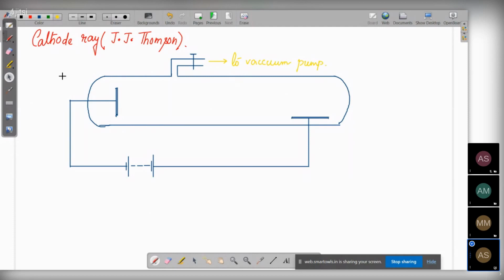Now what is this thing? This is called a discharge tube. This is a glass apparatus, and this type of instrument is known as a discharge tube. It is around a 0.5 meter long discharge tube. Now, what do I mean by this?